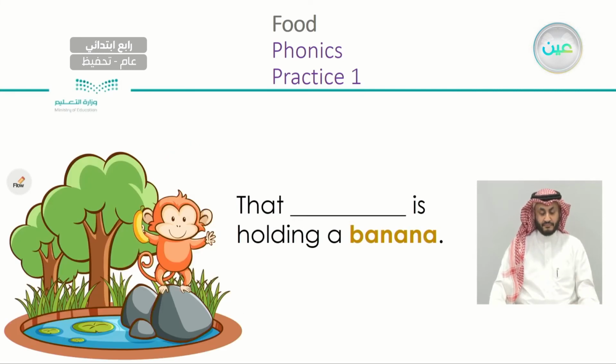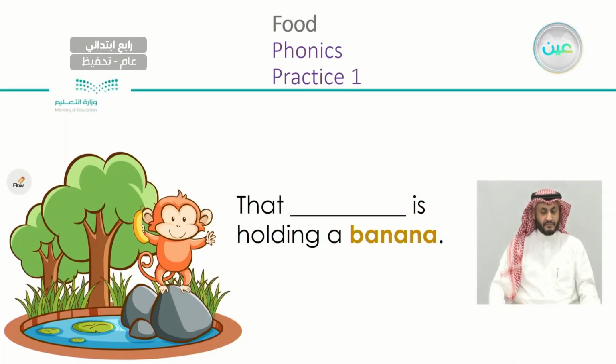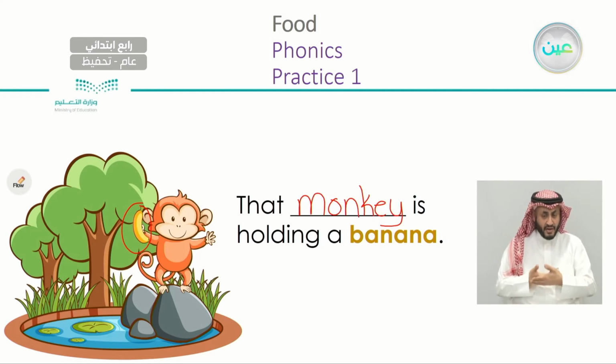And this animal, what kind of animal do you see? Yeah, it loves to jump around. Let's read the sentence together. That monkey is holding a banana. That monkey, excellent, monkey. That monkey is holding a banana.